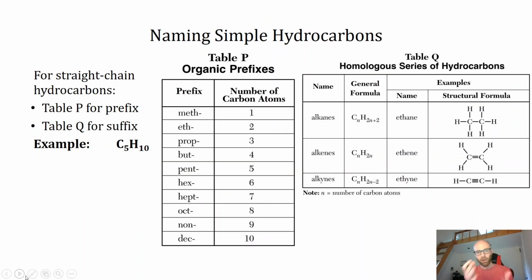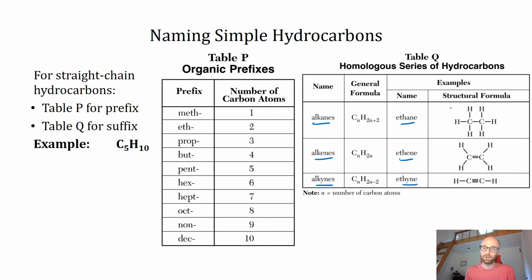To help out, we have table P and table Q from the reference table. Unfortunately, the organic chemistry naming scheme does not line up with the inorganic chemistry naming scheme at all. So it's a new scheme, but you have your table with you, so it's hard to forget. So: meth, eth, prop, but, pent, hex, hept, oct, non, and dec. Our 3 homologous series are called alkanes, alkenes, and alkynes. Those are like the family names, where the specific names have different prefixes.